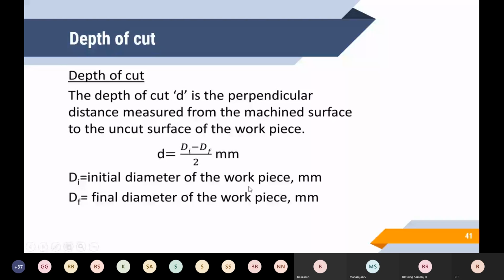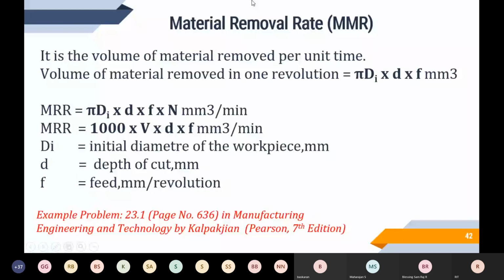Now the output parameter, material removal rate. Material removal rate is the volume of material removed per unit time. With respect to time, we can calculate the amount of material removed from the job. The volume of material removed per one revolution is pi D d into f. So when we go for multiple revolutions, the common formula is pi D d f into N, where N is the number of turns.